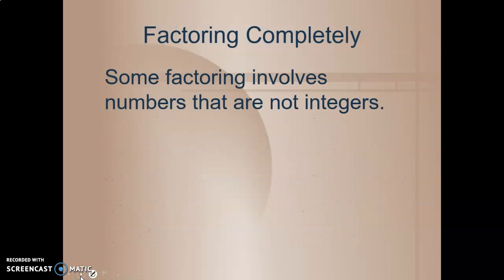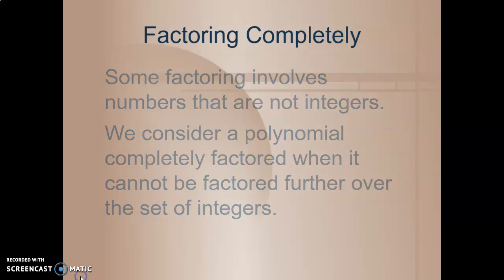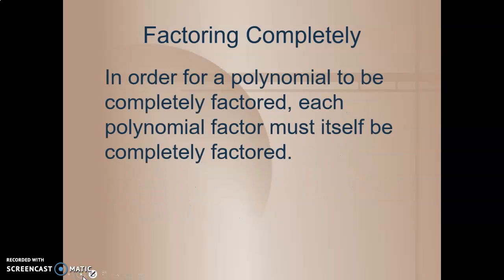When you are factoring expressions, you want to make sure that you factor completely. Some factoring involves numbers that are not integers, and we consider a polynomial completely factored when it cannot be factored further over the set of integers. So when there's nothing else that can be factored, we consider that factored completely. In order for a polynomial to be factored completely, each polynomial factor that we create must itself be completely factored. Let's take a look at what we mean by that.